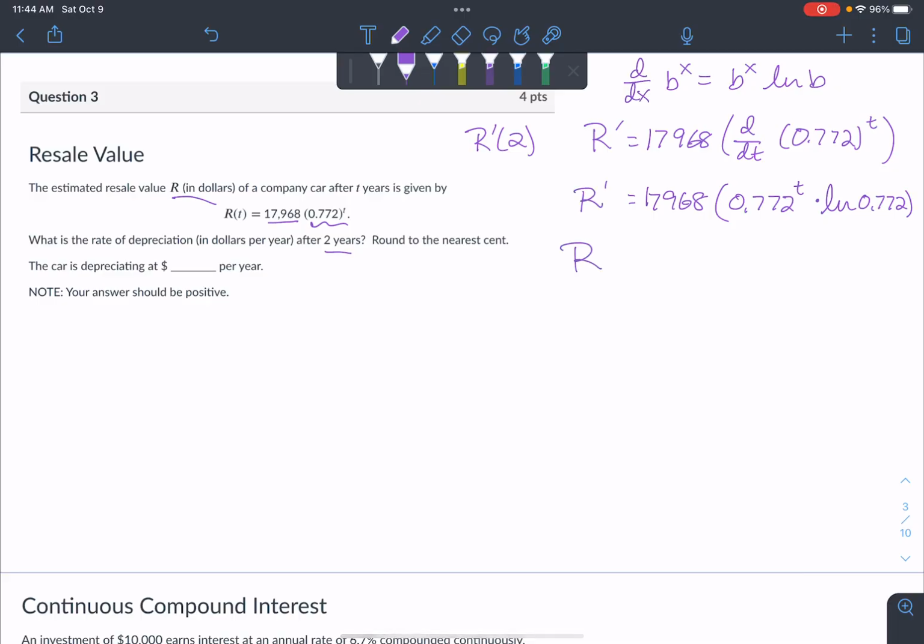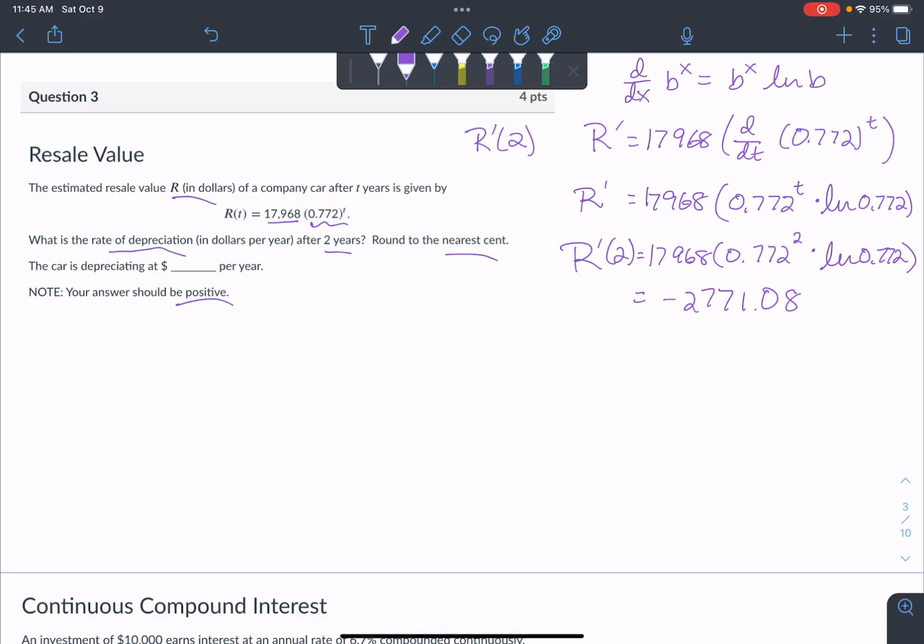And so to find r prime of 2, I'm just going to plug in 2 for t wherever I see a t. And it happens here. And then you can use the calculator to find this. We are rounding to the nearest cent. And so this should give you negative 2771.08.